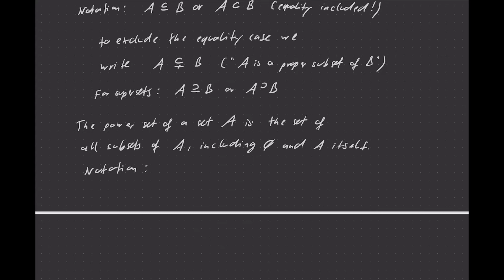Notation, the power set is usually denoted by the notation 2 to the A. Now that might seem a little strange. That's what I'm usually going to use. There's a similar notation, a P of A, with a script P, like this. Maybe you're used to that one. It doesn't really matter which you use, both are fine.